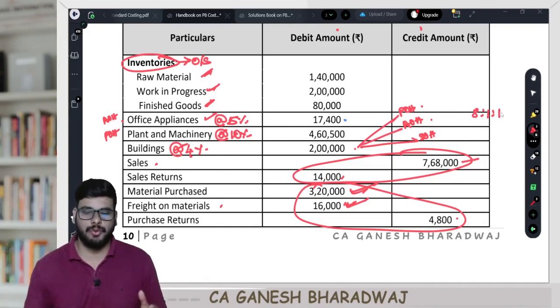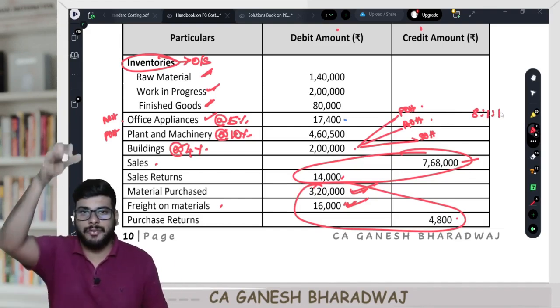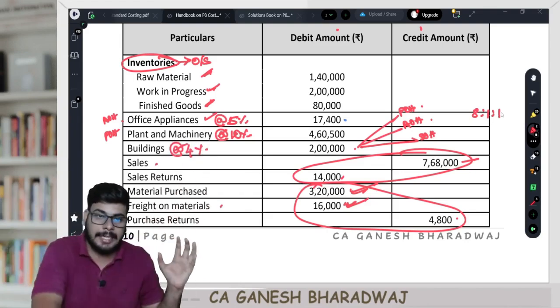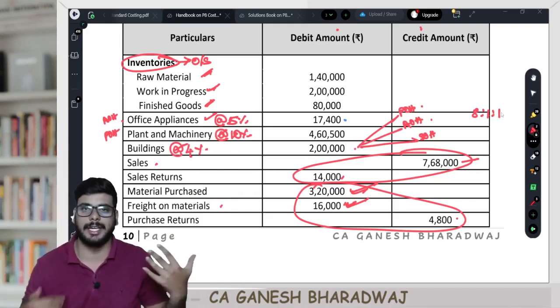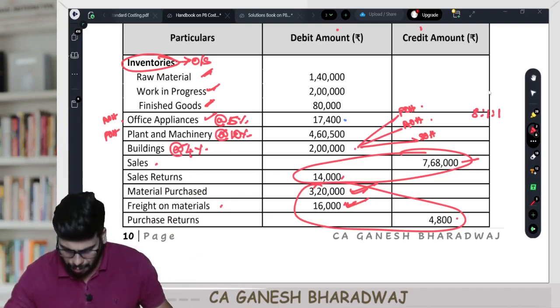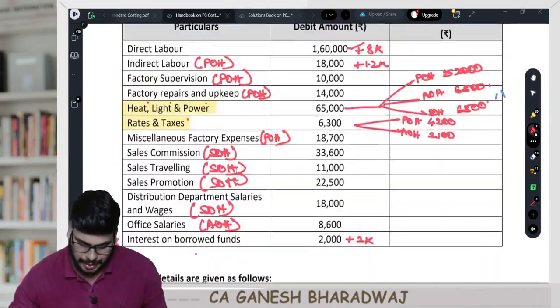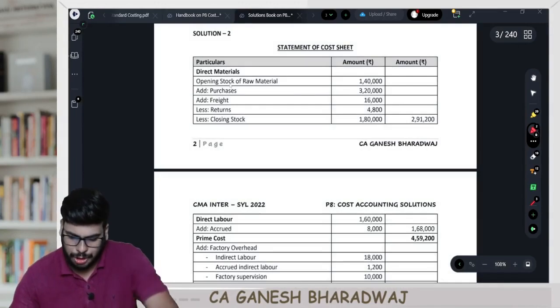So now what we need to do here, in this question, is first prepare the statement of cost sheet. We need to take the respective costs. The correct cost should be taken under the correct category, and we need to prepare the cost sheet. That's about this entire question, guys. Are you clear with this? Right? This is all about the question. So now let's quickly do the solution for this particular question.